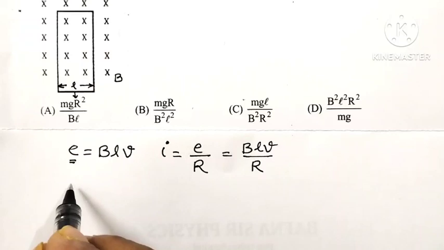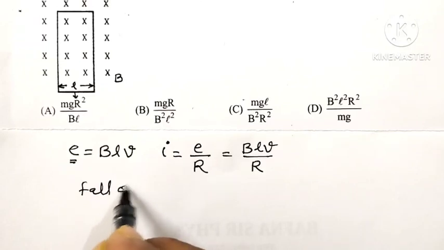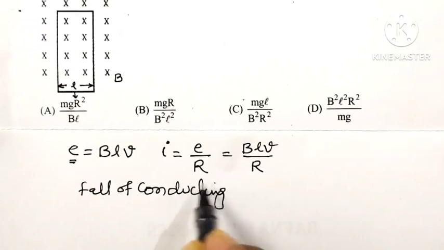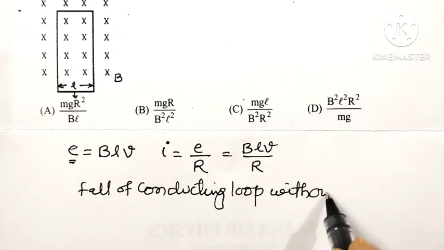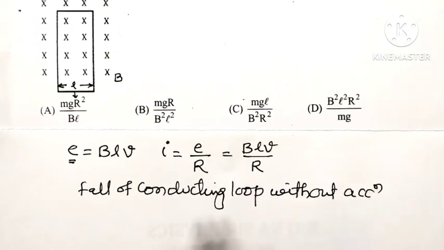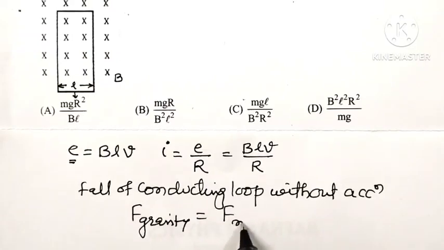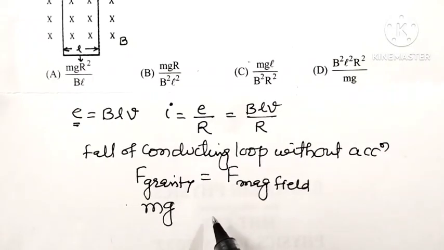Now for the fall of that conducting loop without acceleration, what is the condition required? The condition is that the force due to gravity, which is actually the weight of the loop, must be equal to the force acting on the loop due to the magnetic field. Now the force due to gravity is nothing but the weight of the loop, and what is the weight of the loop? M is the mass of the loop and g is the acceleration due to gravity.